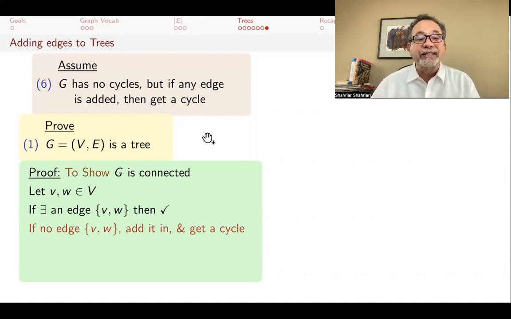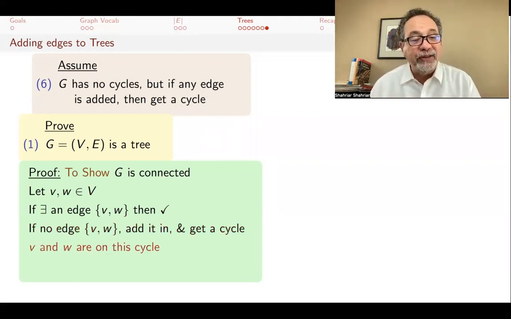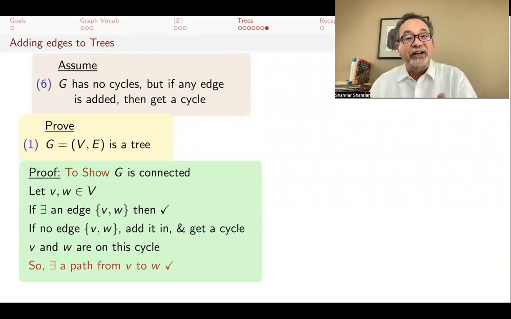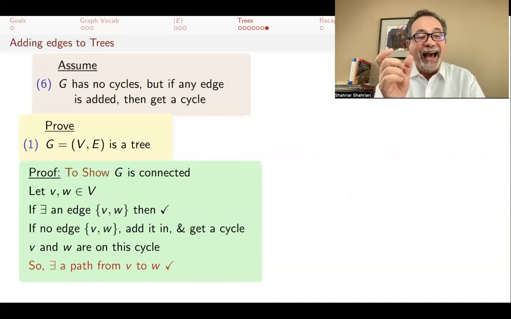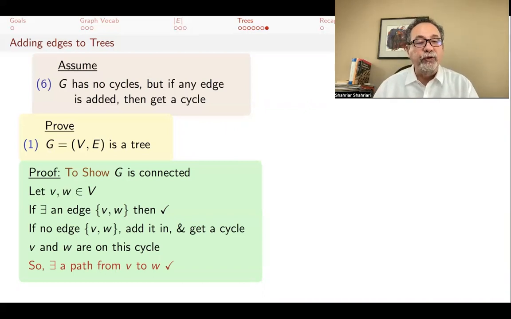So this new graph has a cycle. And that cycle will include that edge that you put in. But it has the rest of that cycle, and the rest of that cycle will give you a path from V to W. So V and W, those two vertices, are in that cycle. One of the cycle's edges is the edge that you added in that wasn't really there. But the rest of that cycle was all in the graph. So there was a way to go from V to W. And therefore, we have a connected graph, and therefore we have a tree, because we already know G has no cycles.